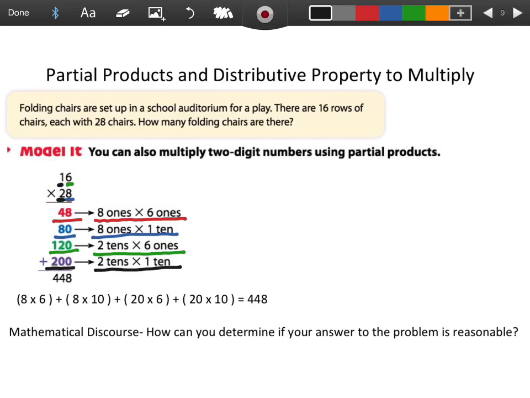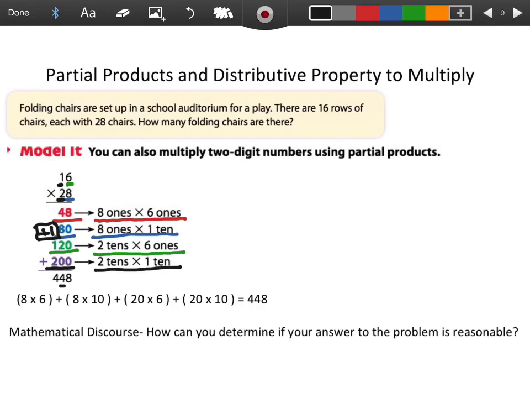So now that I have all my little partial products, I've got to add again. So 8 ones plus 0 ones plus 0 ones plus 0 ones is 8 ones. 4 tens plus 8 tens is 12 tens. Plus 2 more tens is 14 tens. I'm going to keep my 4 tens and regroup my 100. 100 plus 200 plus 1 more 100 is 400.